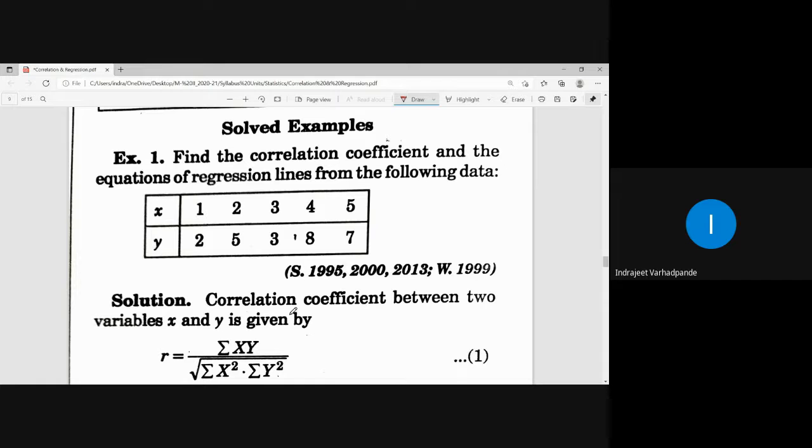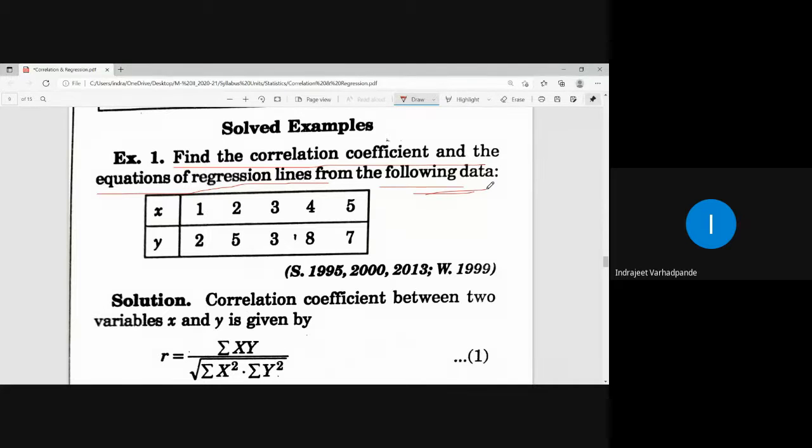Now all of you are well aware that lines of regression are of two types. One category is the line of regression y on x, another category is the line of regression x on y. So see the language of the question: find the correlation coefficient and equations of regression lines from the following data. So we will be provided with the values of x as well as y.